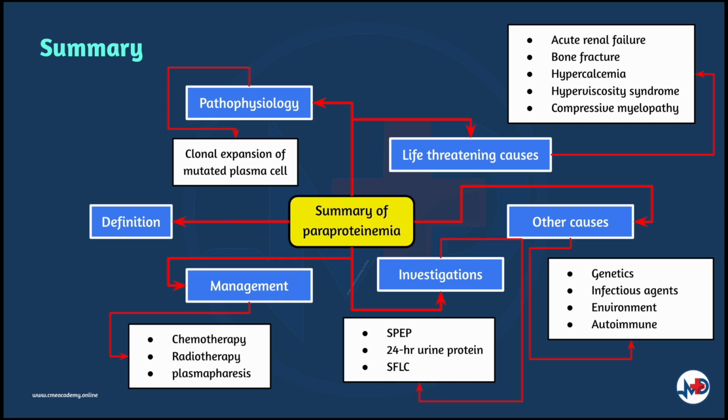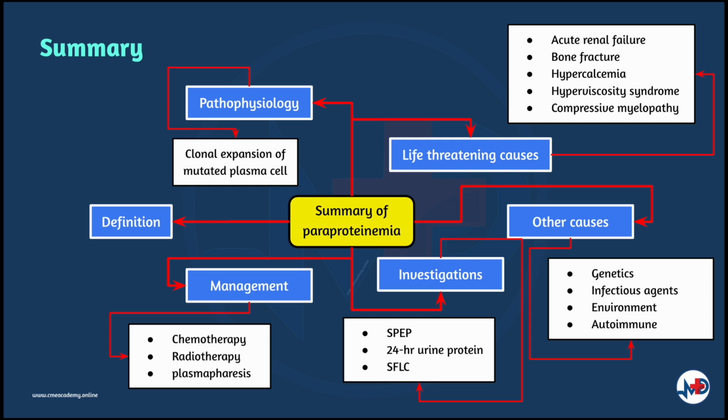Now let's summarize. As defined, paraproteinemia, also known as monoclonal gammopathy, represents a variety of related diseases that are characterized by the presence of monoclonal proteins in the serum or the urine. Pathophysiology-wise, what sets the stage for the development of these abnormal monoclonal proteins is the clonal expansion of a mutated plasma cell. Life-threatening causes range from acute renal failure to deep vein thrombosis. There's no exact cause that has been isolated. However, genetic, environmental, infectious, and autoimmune factors have been hypothesized. Associated conditions are lymphoproliferative diseases, infections that predispose or are associated with monoclonal gammopathy, and inflammatory or autoimmune conditions.